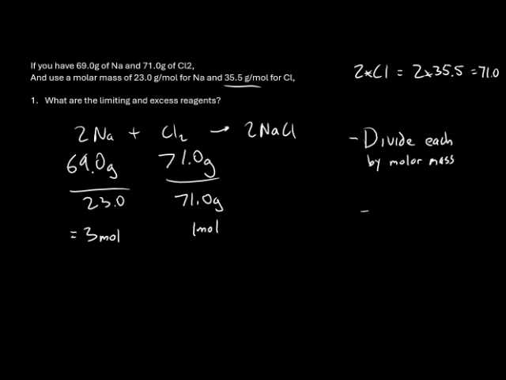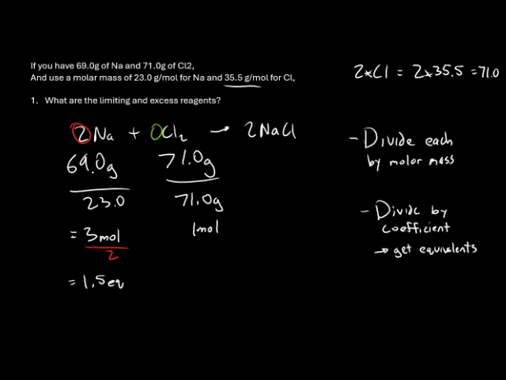Once we've done this, we'll now divide each of them by their coefficient so we can get the equivalence. The coefficient for sodium is 2, and 3 divided by 2 would give us 1.5 equivalents. The coefficient in front of Cl2 is just 1 because we've written no number, and 1 divided by 1 gives 1 equivalent for Cl2.